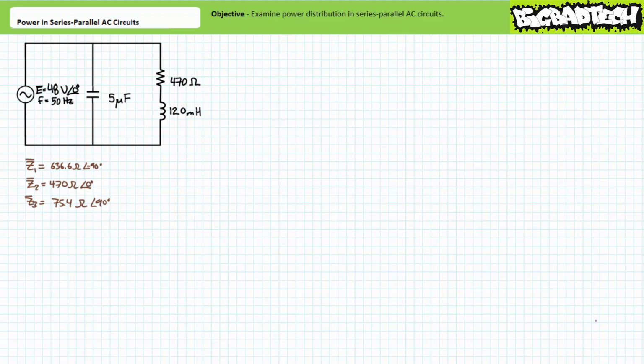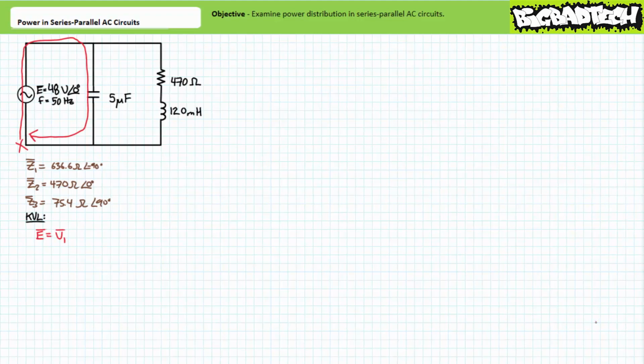A necessary first step for this procedure is to apply both Kirchhoff's voltage law and Kirchhoff's current law to the series parallel circuit in question to examine voltage and current distribution within it. Kirchhoff's voltage law states that the sum of voltage rises equals the sum of voltage drops within any closed loop. Our Kirchhoff's voltage law analysis of this first loop suggests that E equals V1.